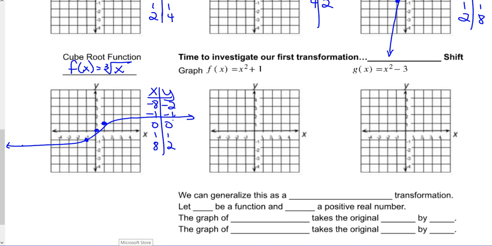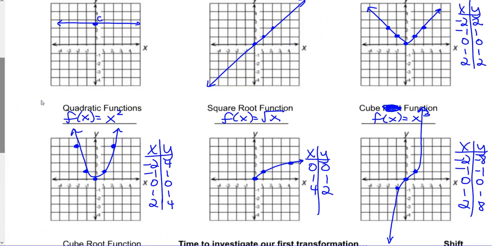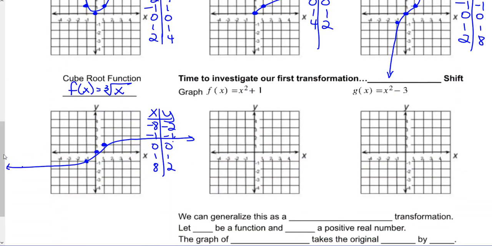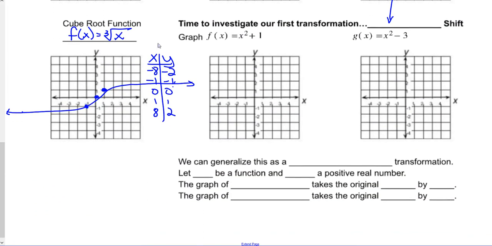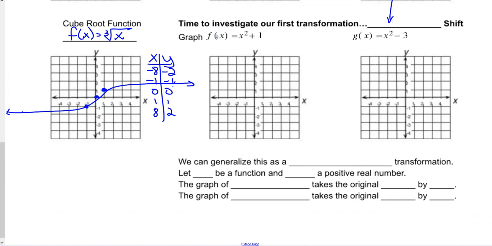Okay? All right. So those are my 7 basic functions that I have. There's about 4 that you're going to be working with most often: the absolute value one, and then these 3 in this row. Not a lot of times do you see the cube root, but sometimes it might come into play. Okay, so let's talk about our first transformation. Our first transformation is going to be time to investigate a vertical shift.